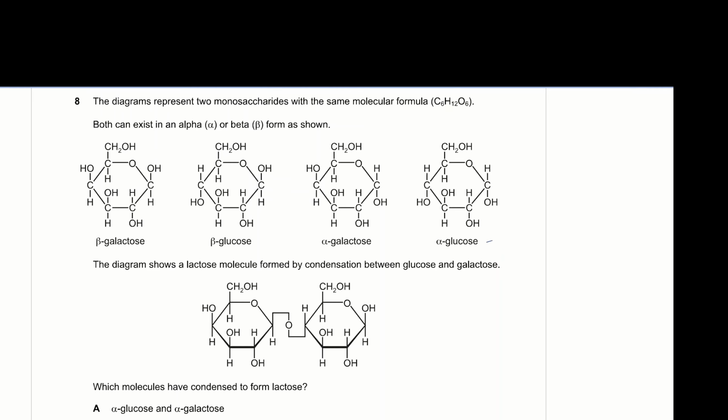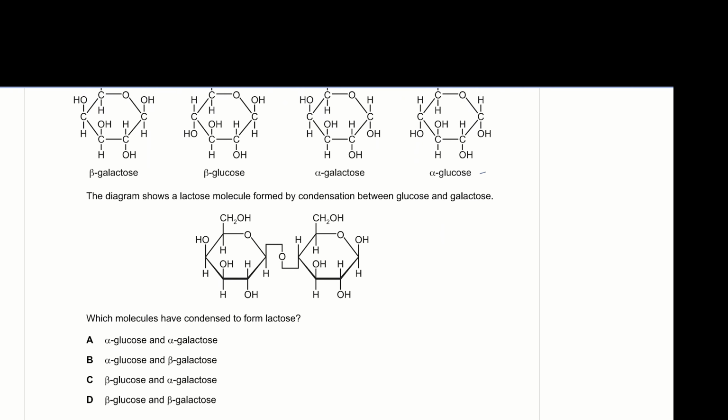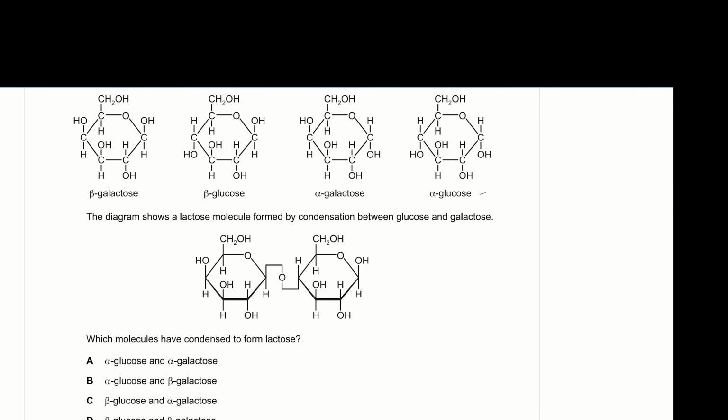8. The diagrams represent 2 monosaccharides with the same molecular formula. Both can exist in alpha or beta form as shown. The diagram shows lactose molecules formed by condensation between glucose and galactose. Which molecules have condensed to form lactose? Let's start with this first one. As you can see here, it's definitely going to be beta-galactose. The reason for this is because we have the hydroxyl group facing upwards.